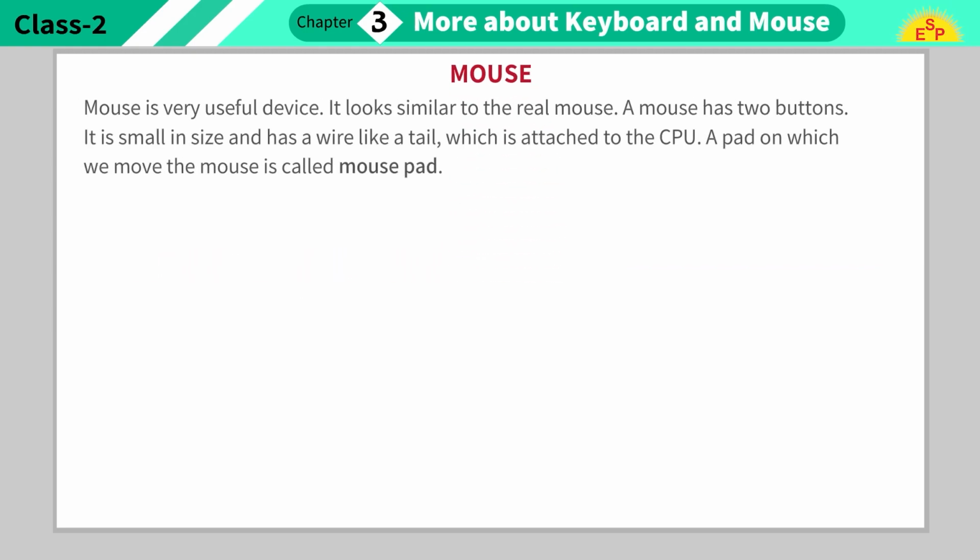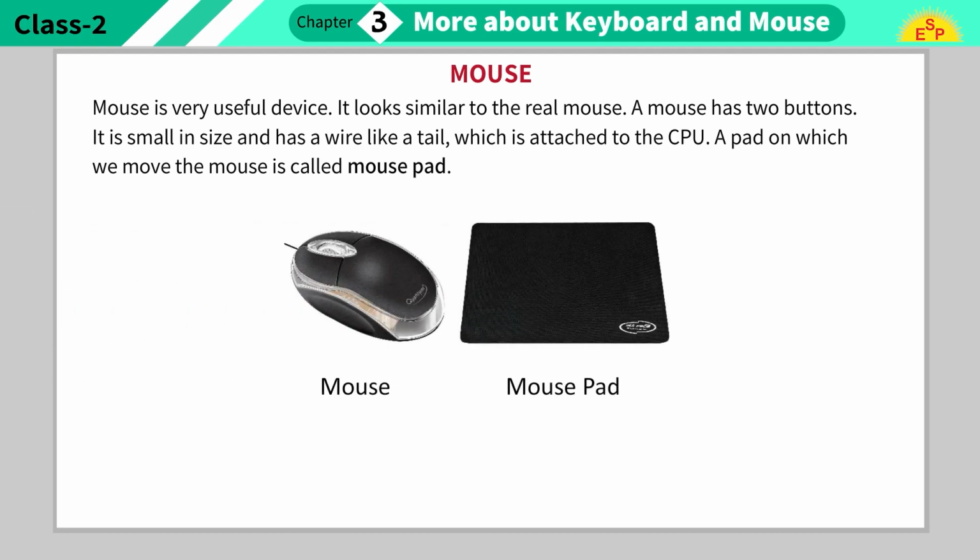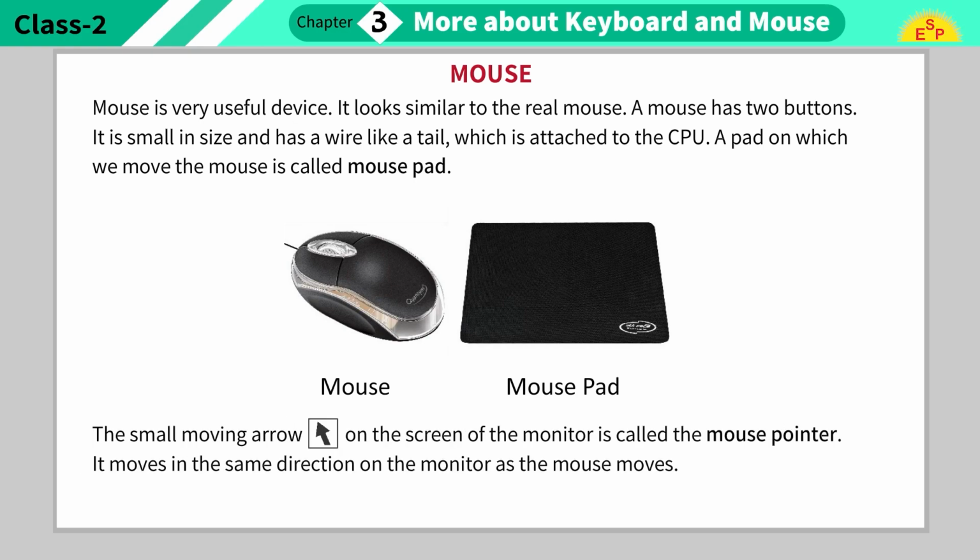Mouse. Mouse is a very useful device. It looks similar to the real mouse. A mouse has 2 buttons. It is small in size and has a wire like a tail, which is attached to the CPU. A pad on which we move the mouse is called mouse pad. The small moving arrow on the screen of the monitor is called the mouse pointer. It moves in the same direction on the monitor as the mouse moves.